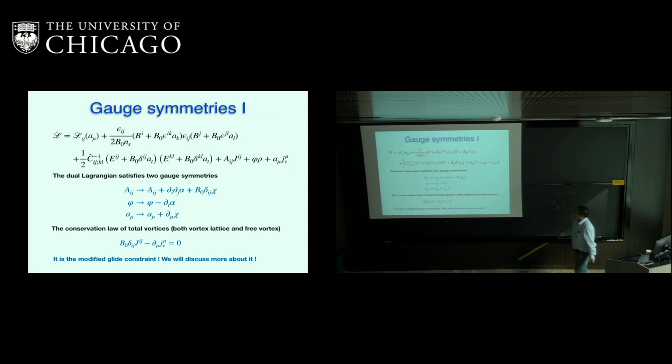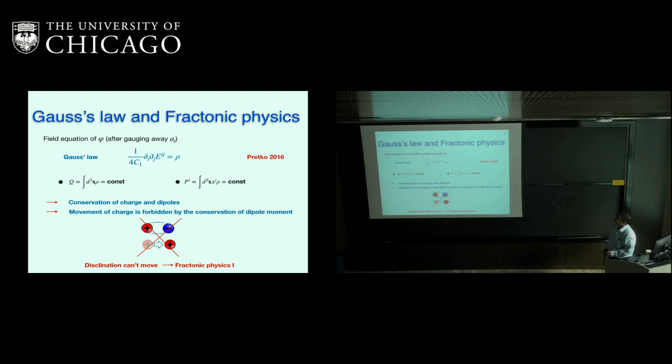So here is a gauge symmetry of that, and when you look at the gauge transformation chi, you see that we have this constraint on the current. This is a modified glide constraint, and we will discuss more about it. So here is fractonic physics.